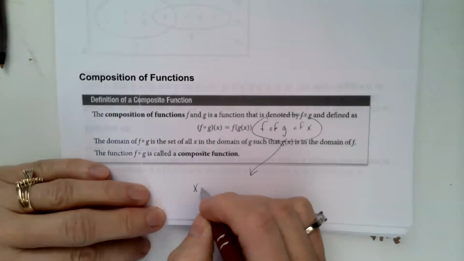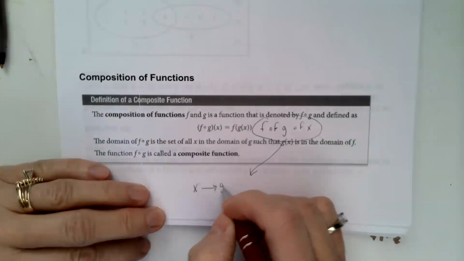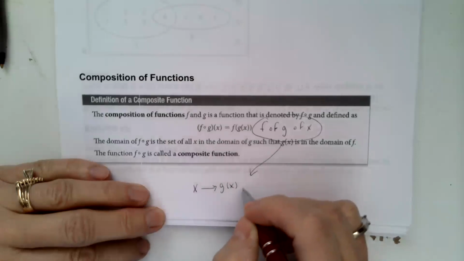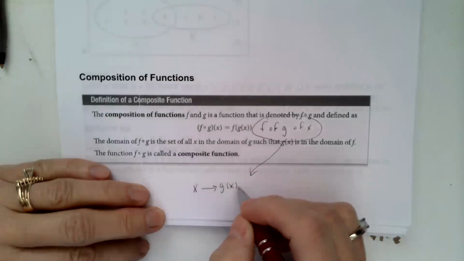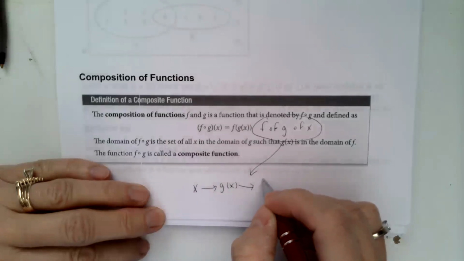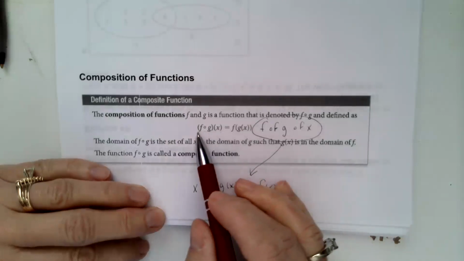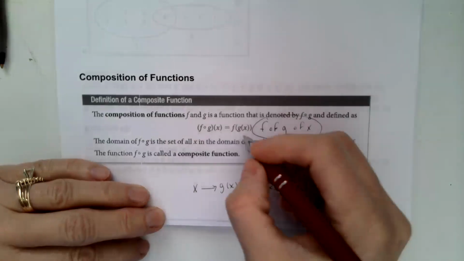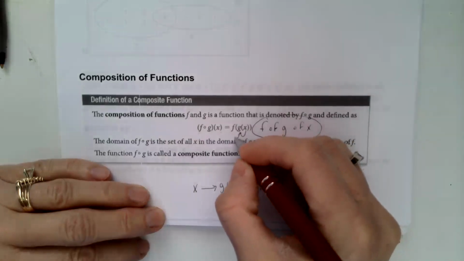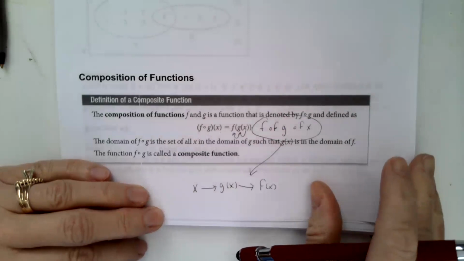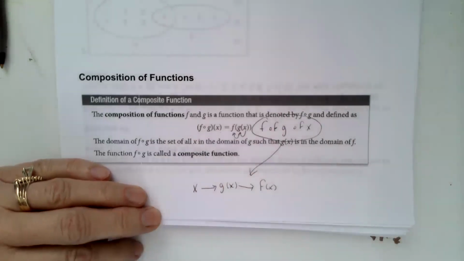You're going to take x, and that's going to go into the g of x function first. And then whatever comes out of that g of x function is going to go as the input into the f of x function. So we actually start from the right and we move left. X goes into g, and then that result goes into f. It's called the composition of a function.